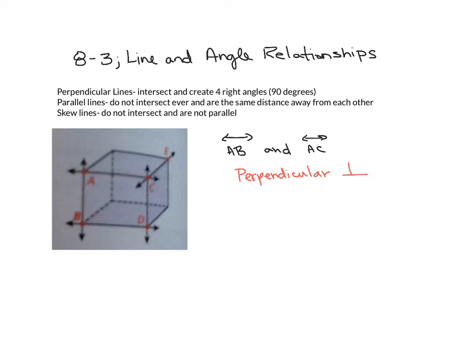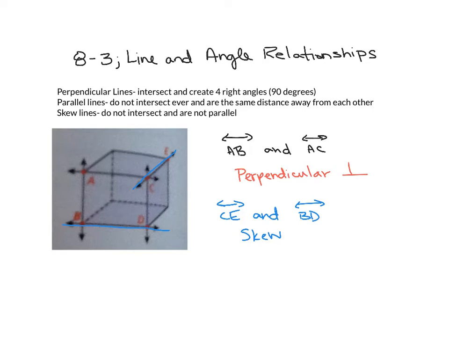The next one they give us is line CE and BD. So let's look at CE and let's look at BD. Now this is skew lines because they're on the same plane. They're on the same plane, but they're never going to intersect and they don't run the same way, so they're not parallel. So we could just write skew.